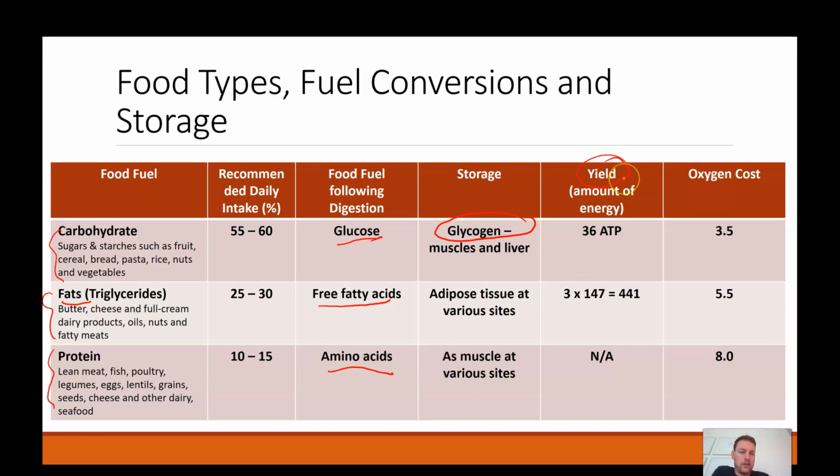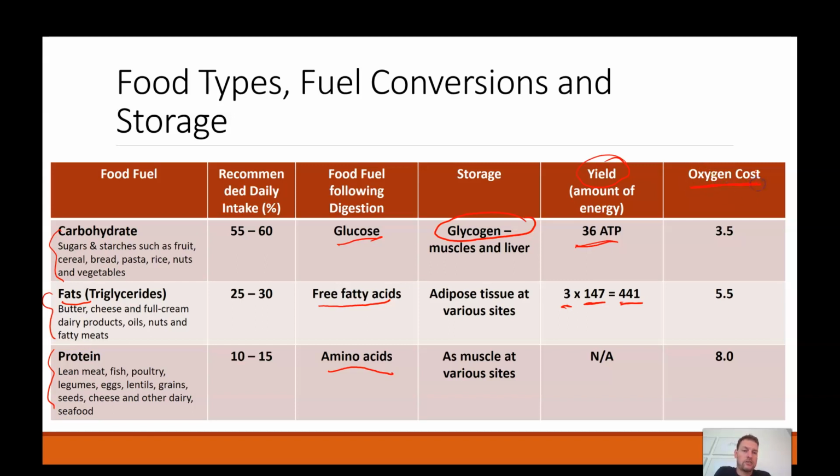So our yield, so how much, we can see our carbohydrate has enough energy to resynthesize 36 ATP. If we break down fats, a triglyceride, each glyceride has 147. If we break down three of them, has 441, which is a really high yield. That's a really high amount. So you might wonder, why don't we just use fats all the time? Well, the main reason for that is over here.